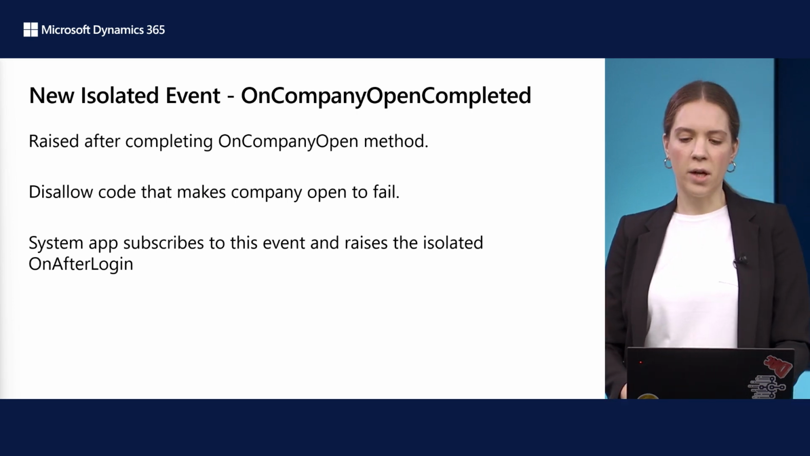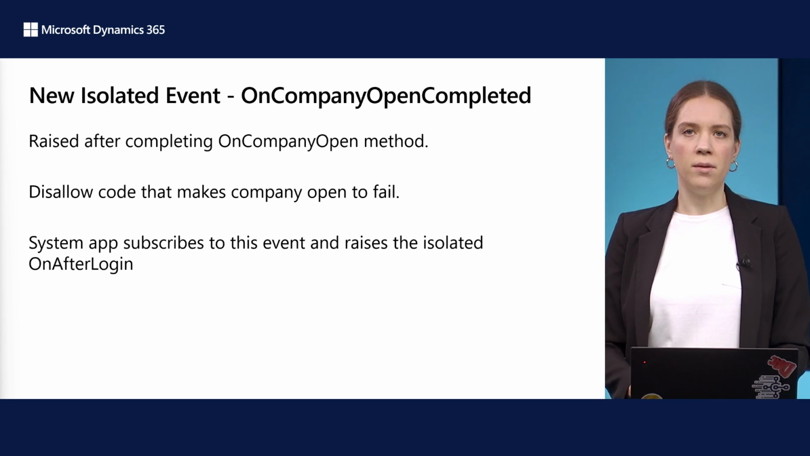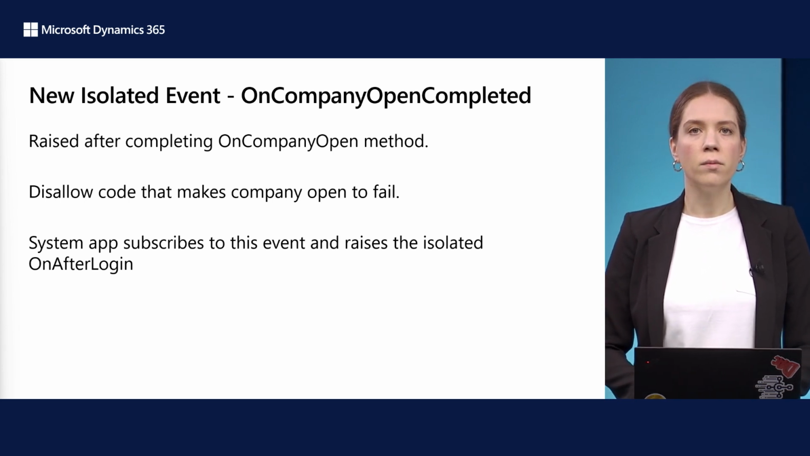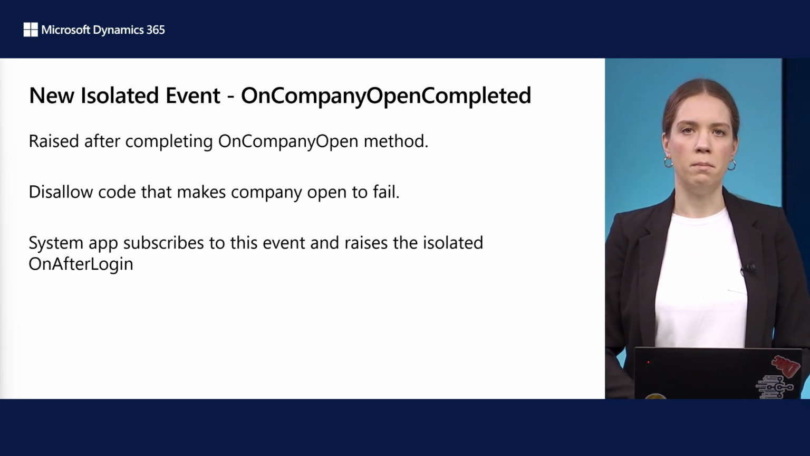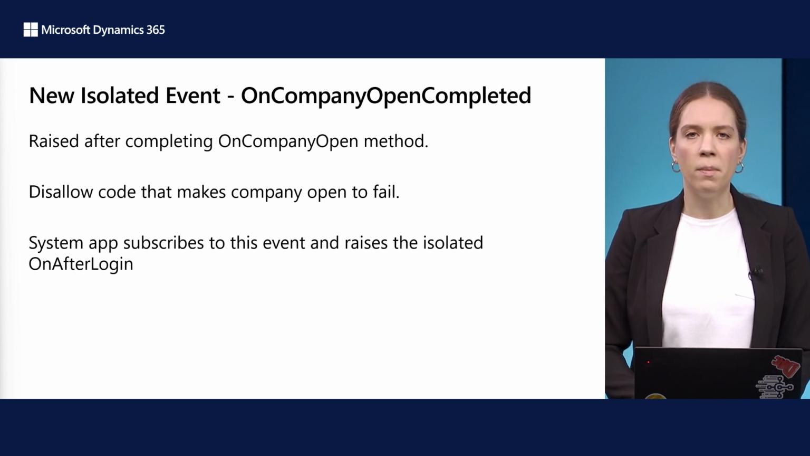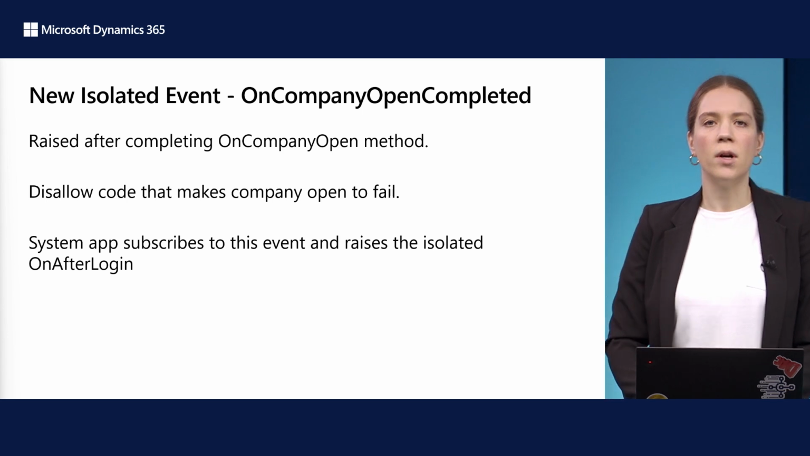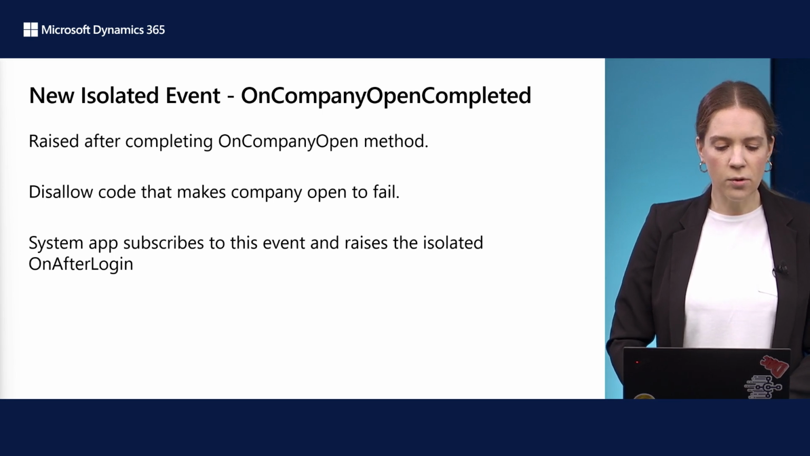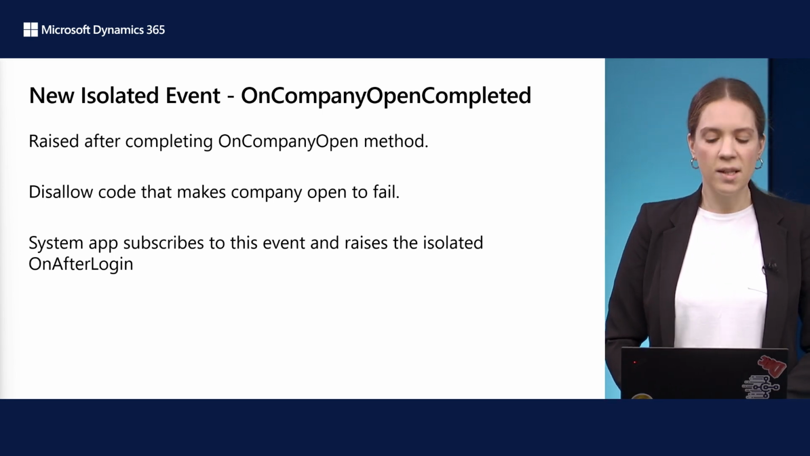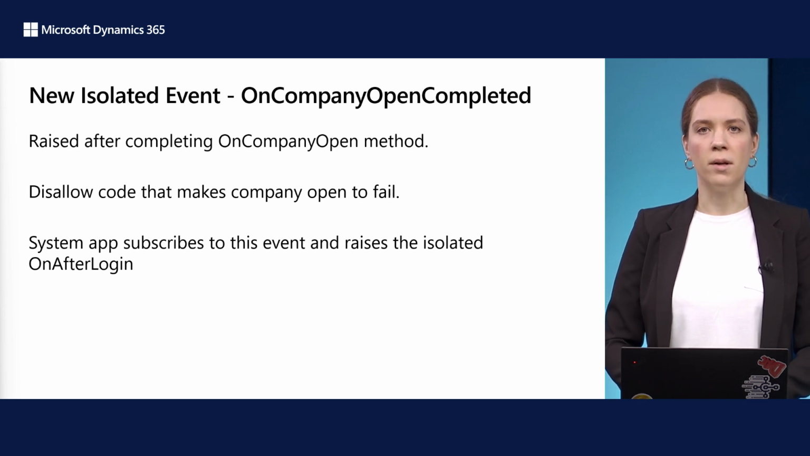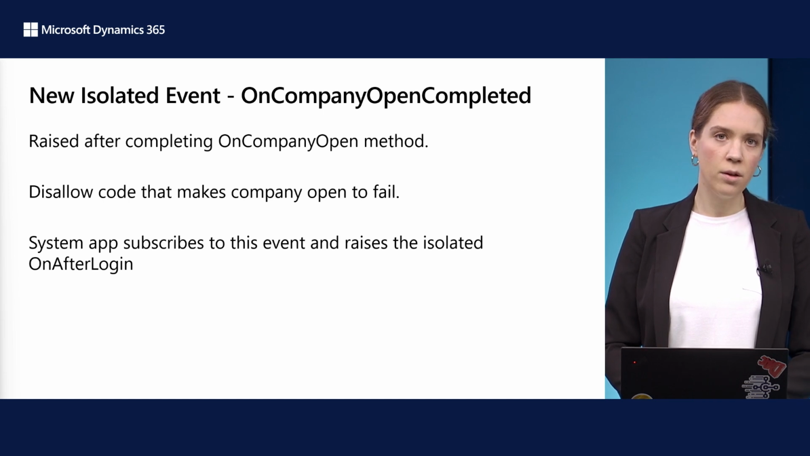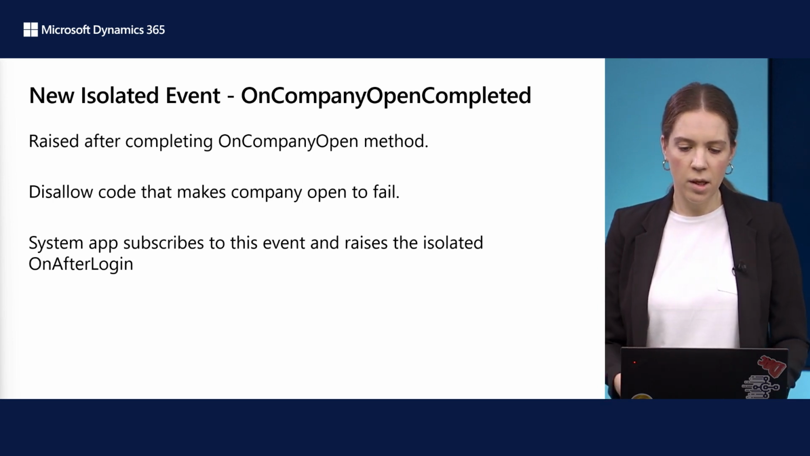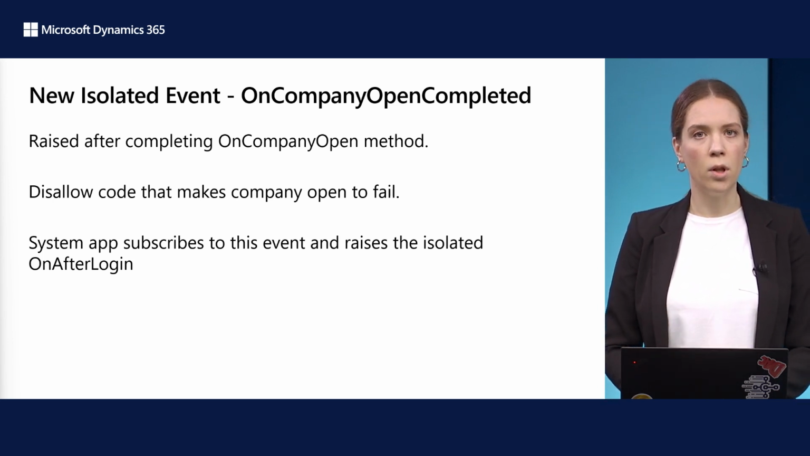So in order to make the login process more stable, a new isolated event has been implemented called OnCompanyOpenCompleted. This is raised after completing the OnCompanyOpen method. This will make sure that opening company will no longer fail and the users are going to be able to log in even if any errors occur. There is also another event, so system app subscribes to OnCompanyOpenCompleted and raises another isolated event called OnAfterLogin. So all of that was implemented in order to harden, in this example, the login process.